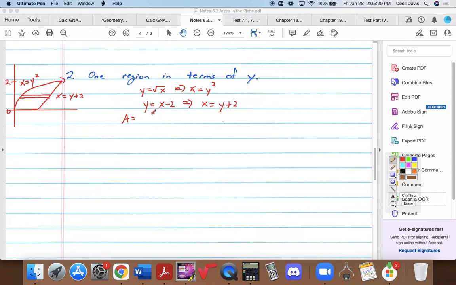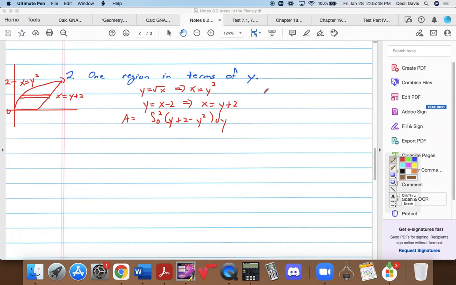So the area is going to be the integral from 0 to 2 of the upper one, the larger one, which is the y plus 2, minus y squared dy. Nice thing about that, only one integral.